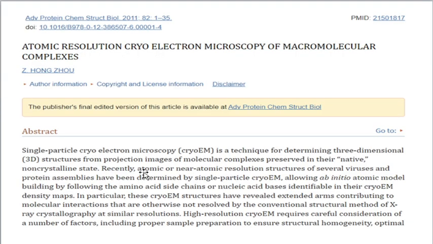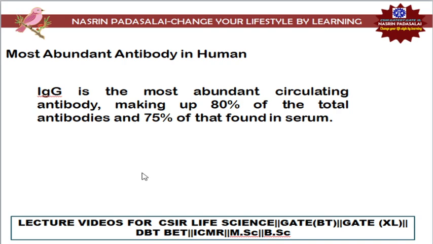Okay. Next is with regard to the most abundant antibody in humans. The correct answer is IgG, which is the most abundant circulating antibody. IgG makes up about 80% of total antibodies, and about 75% of the total antibody found in the serum. The second most abundant circulating antibody is IgA.